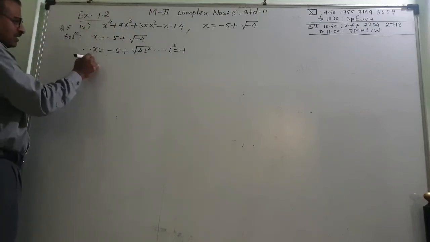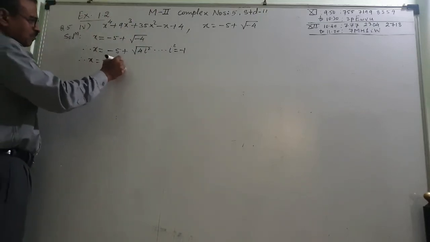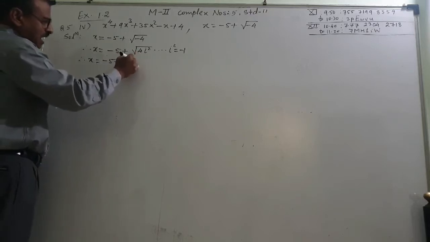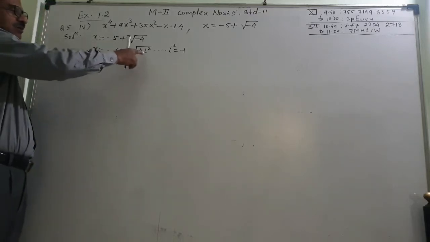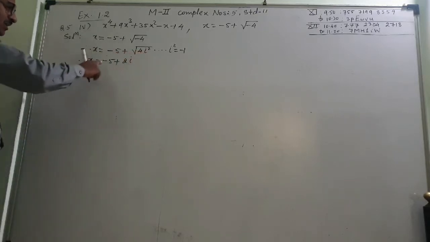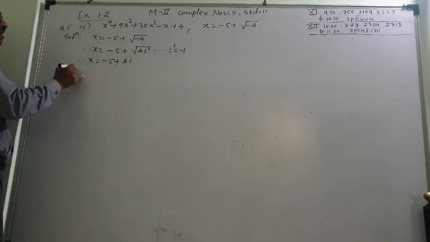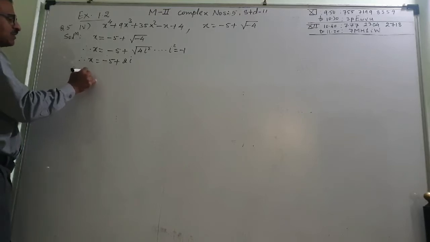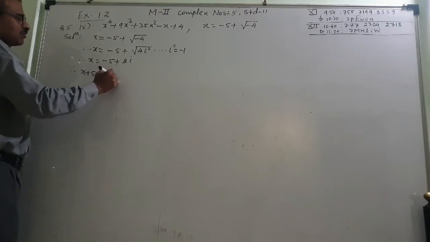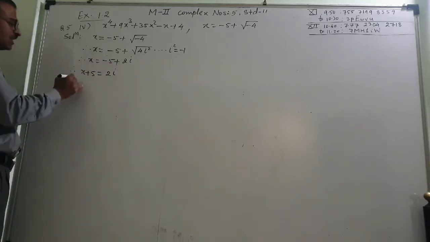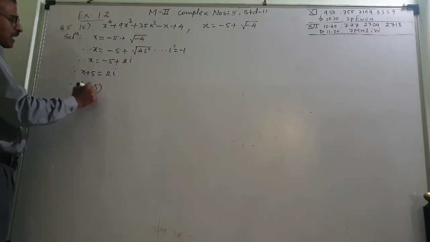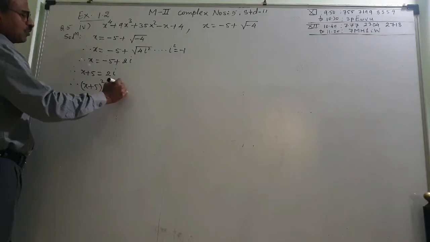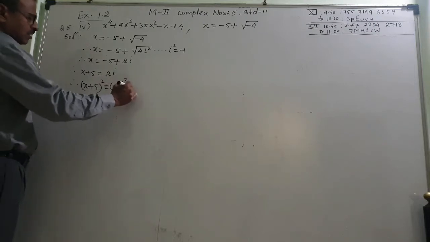Therefore, x is equal to minus 5 plus 2i. Square root of 4 is 2, and square root of i square is i. This 5 I will take here. Therefore, x plus 5 is equal to 2i. Now squaring both the sides, (x plus 5) whole square is equal to (2i) whole square.